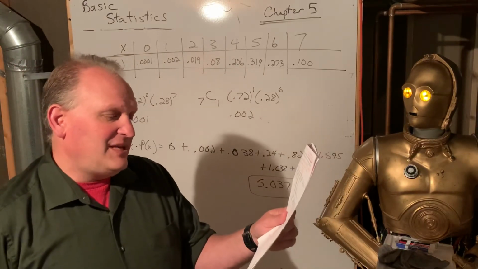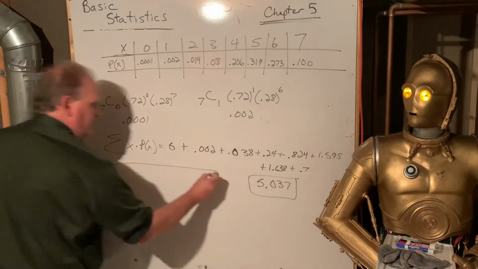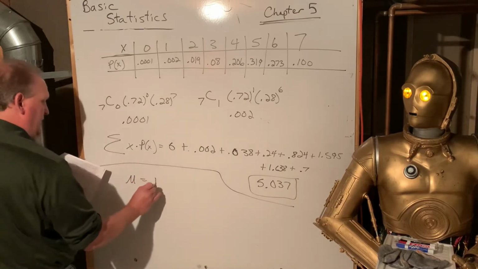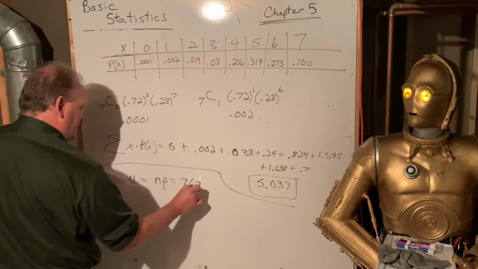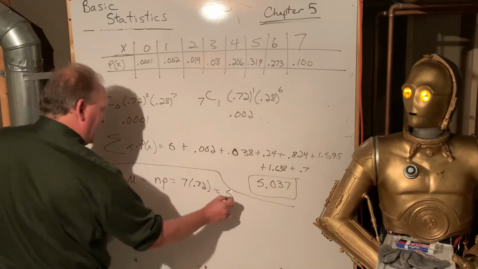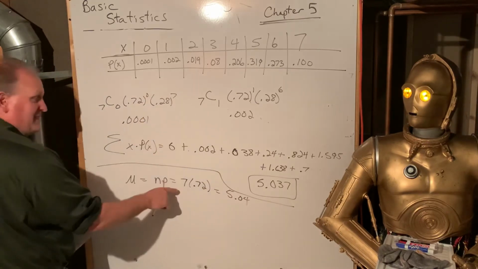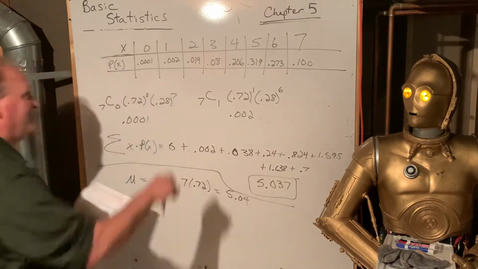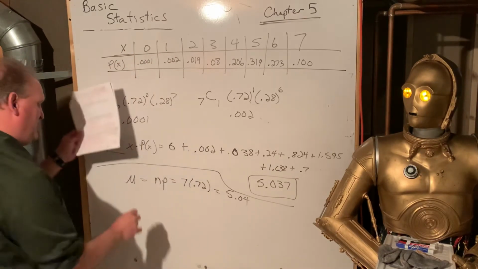Let's calculate the mean just using our simple formulas from above. So look, the mean should be equivalent to n times p. That would have been 7 times 0.72, which is 5.04. This way seems a lot easier, doesn't it? We just take the 7 times the 0.72 instead of doing all of those calculations and finding the mean.